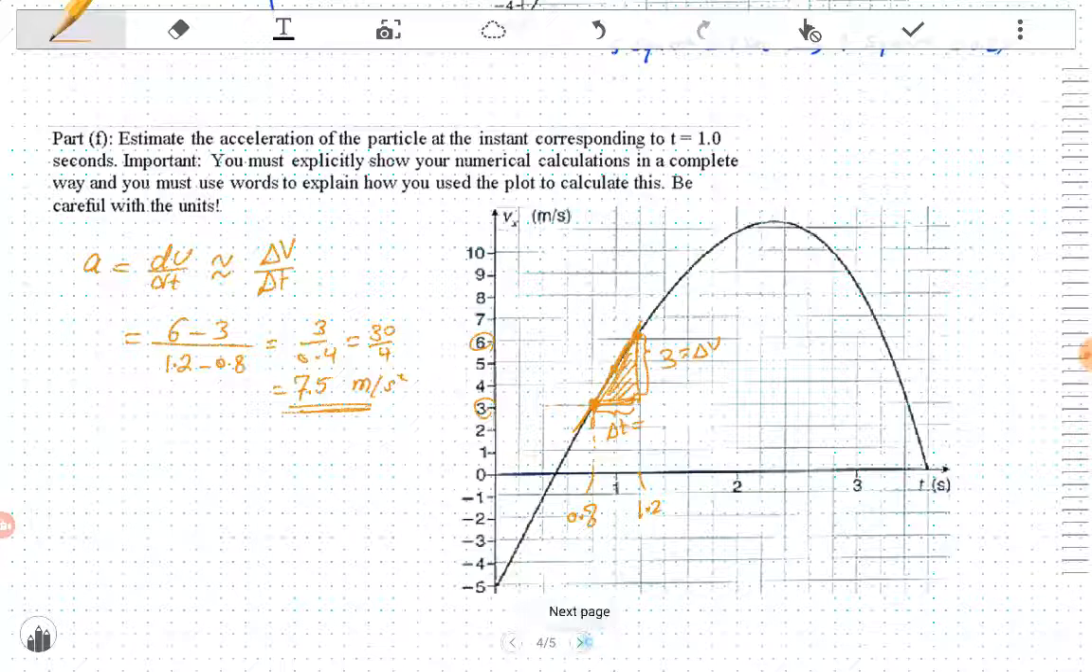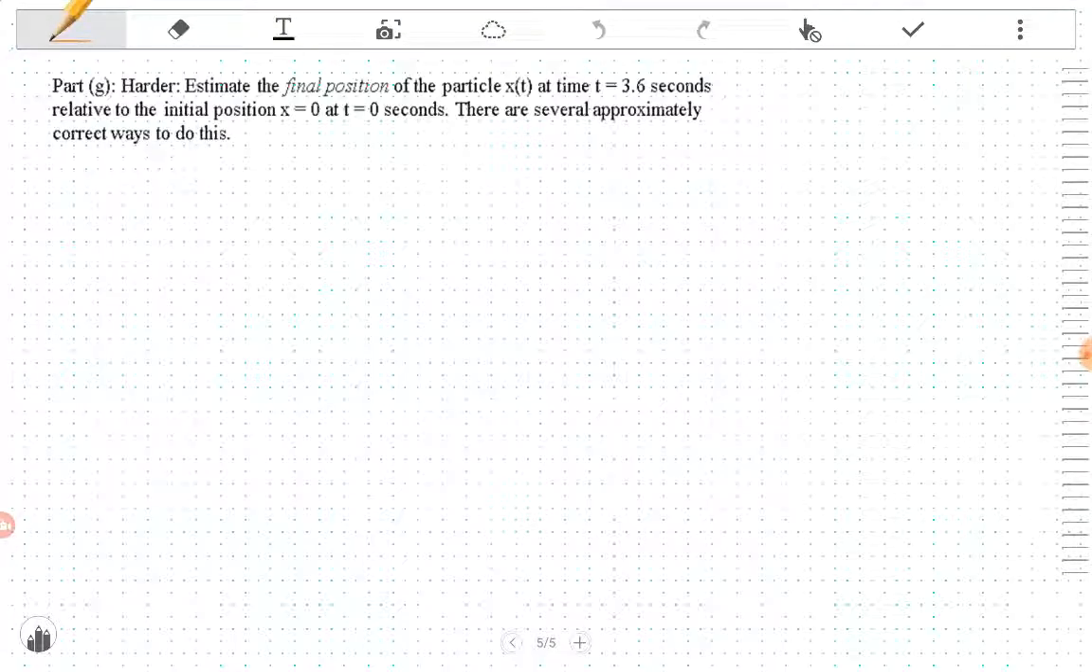Okay. Now we'll go to the next part of the problem. Okay, this is interesting.